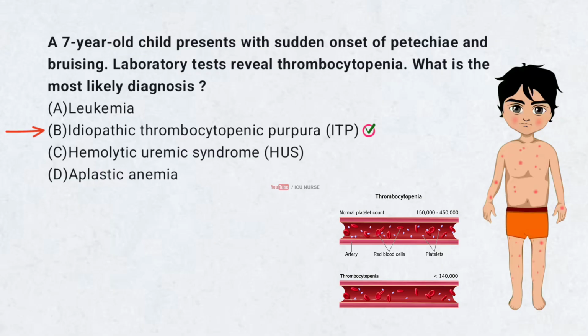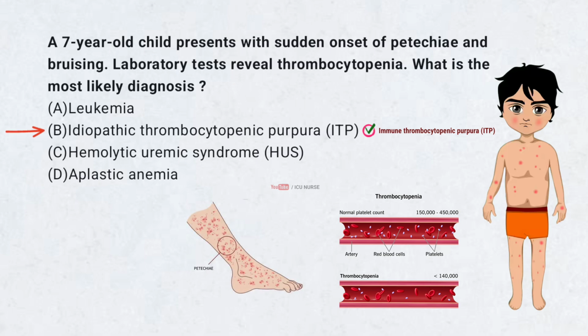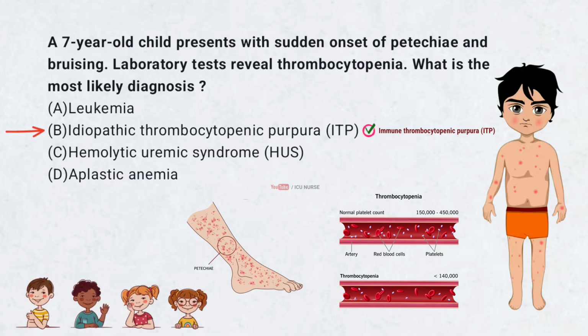Idiopathic thrombocytopenic purpura, ITP, is also known as immune thrombocytopenic purpura. It is an autoimmune disorder where the immune system mistakenly destroys platelets, leading to thrombocytopenia, that is, low platelet count. This results in symptoms like petechiae, that is, small red spots on the skin, bruising, and mucosal bleeding. ITP often follows a viral infection and is more common in children.